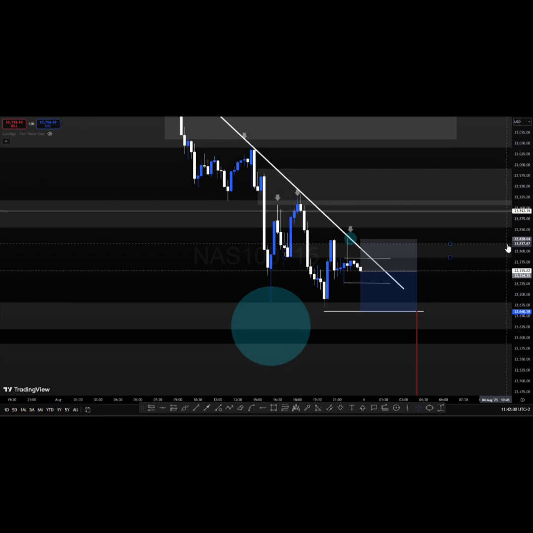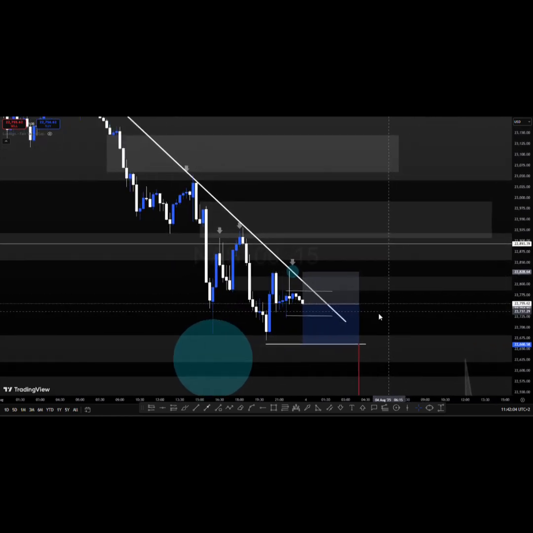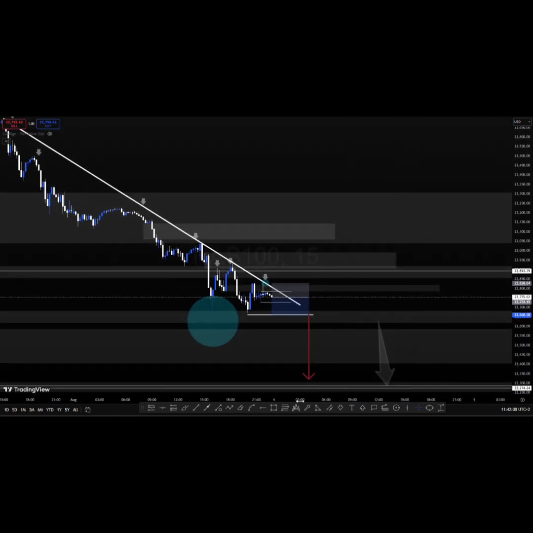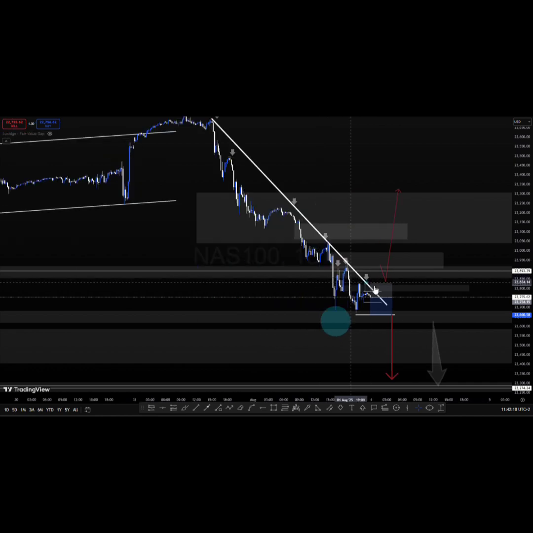But if you are not confident, try to wait for it to break above this particular level. If you see a break from these levels here, now your buys will be much more likely. This is where I'll be looking for my buys, to see if it goes to this upside. But overall, since it's moving below this level here, I'll still be looking for my sales on NAS100. On NAS100, I think we are fine with placing our sales.